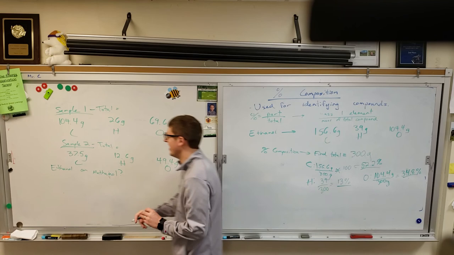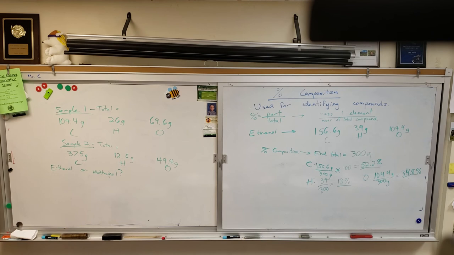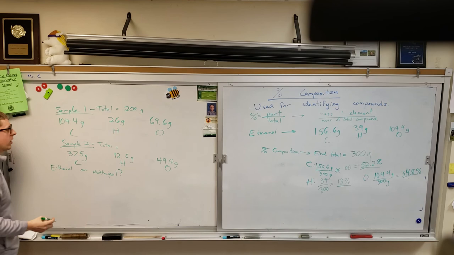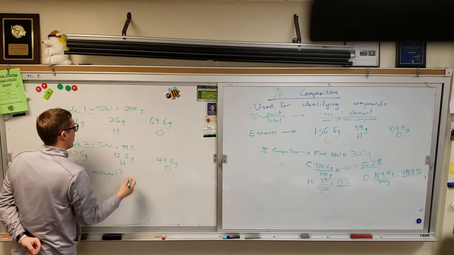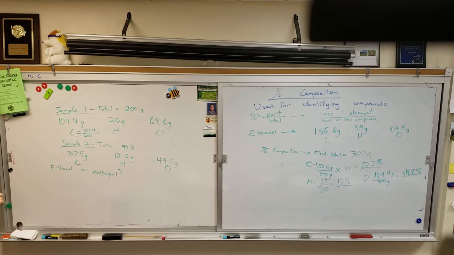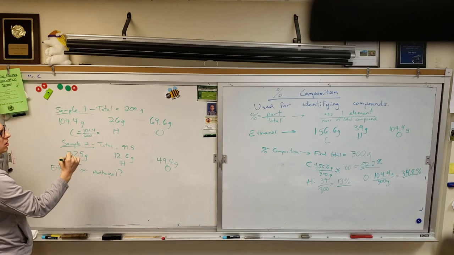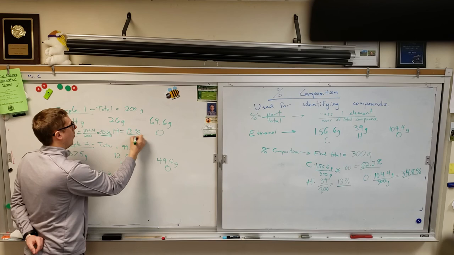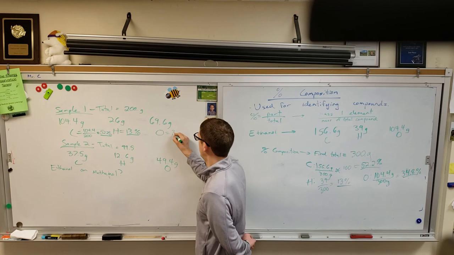You're absolutely right. So, if we wanted to identify these compounds, very different properties, what would we need to find out first? Eric? Totals, right? What do we get for a total of sample one? 200 grams. What do we get for our totals in sample two? 99.5. All right. So what percentages? So we'd go 104.4. I'm not going to write that out for all of them. 104.4 divided by 200 gives us what? What did you get? 52.2%. What do we get for hydrogen percentage wise? 13. And how about oxygen? 34.8. Sounds awfully familiar.